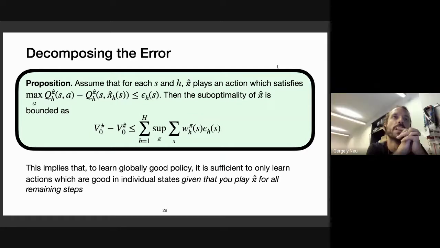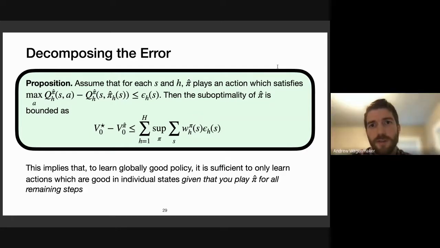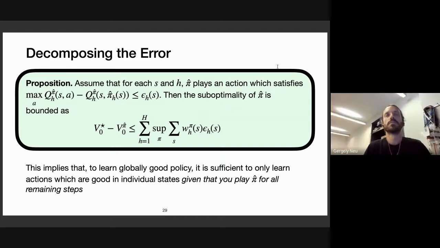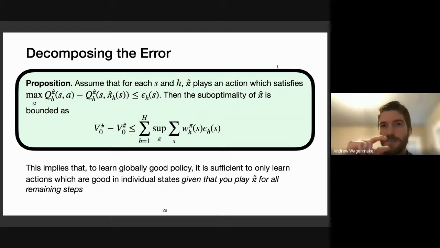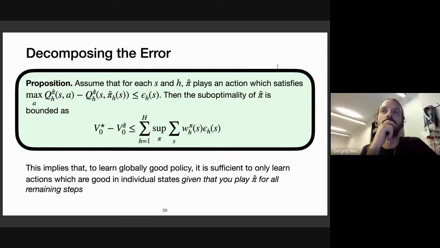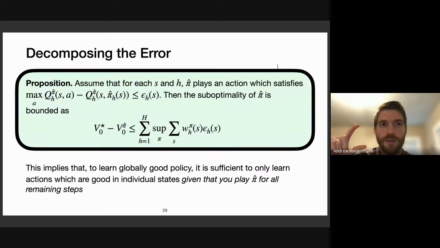Then the suboptimalities add, because if we're locally suboptimal, we know in the next stage we're a factor of epsilon away from the optimal policy. And if in the previous stage we're also a factor of epsilon away from the locally optimal policy, then we're going to be a factor of 2 epsilon away from the globally optimal policy. So that's the intuition.